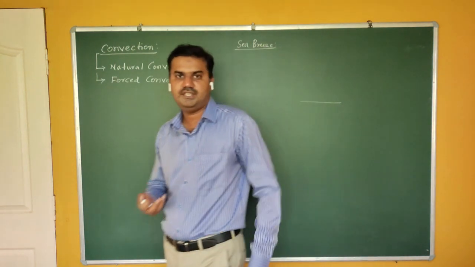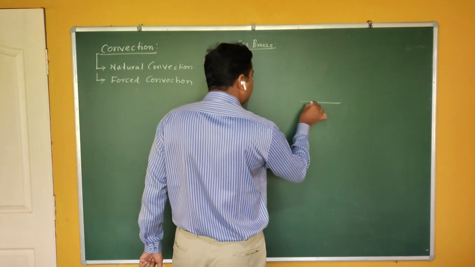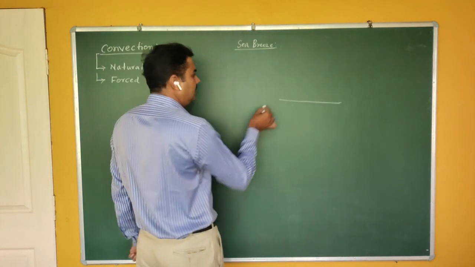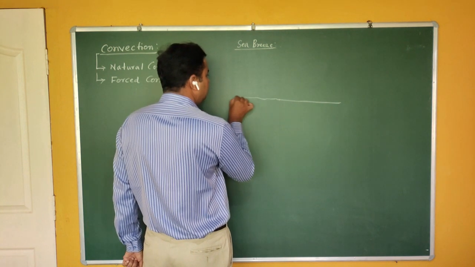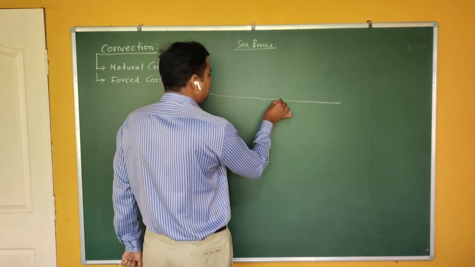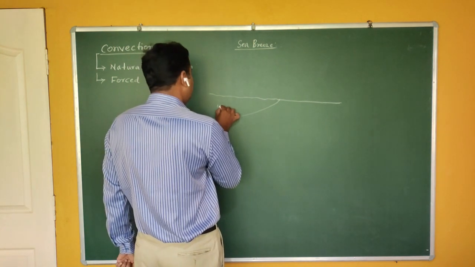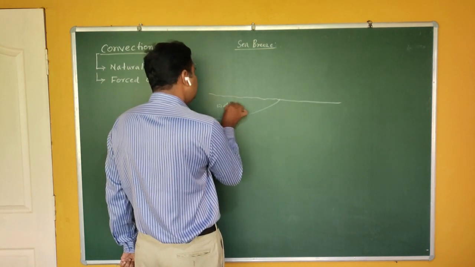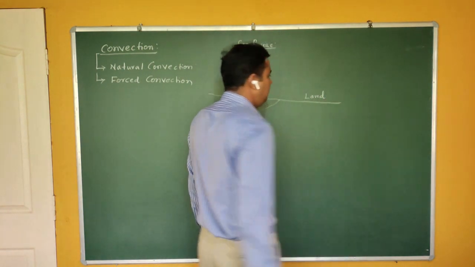If you take a beach here, if I draw the picture of a beach, now this is the land part and this is the water part. So here you have some water. Now this is the water part, sea, and this one is your land part which contain sand particles.